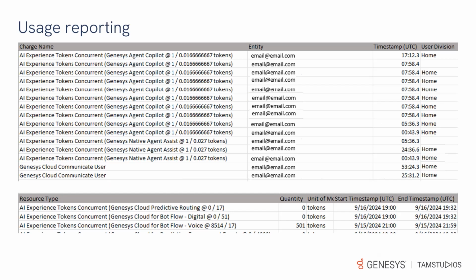Lastly, you can export both your billing and resource usage reports to get further breakdown of where your tokens are being consumed. For example, which users are consuming Copilot and or Agent Assist, and then service consumption of tokens like predictive engagement and predictive routing and voice and digital bot flows.